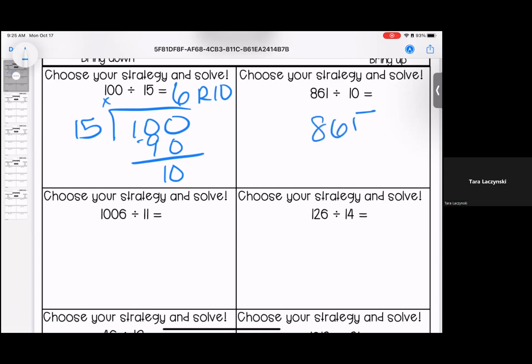This one we have 861 divided by 10. Does 10 go into 8? No. Does 10 go into 86? Yes, 8 times. 8 times 10 is 80. Subtract 86, take away 80 is 6, bring down the 1. 10 goes into 61 6 times, which leaves us with 1 left over.